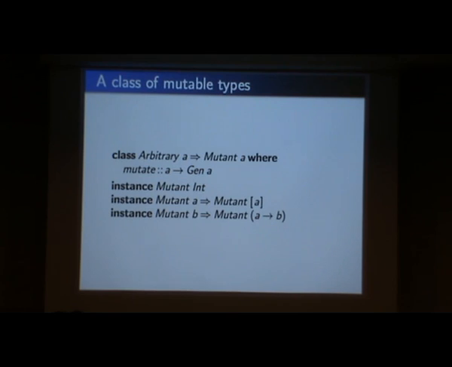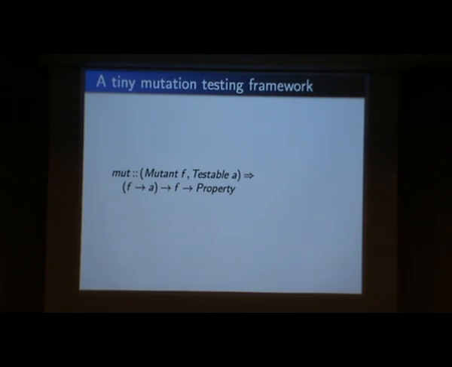We define a class of types that we can mutate. And for these algebraic types, it's pretty straightforward. We swap some constructor somewhere. And then we have an instance for functions, and I mutate functions by mutating the output. I don't have time to explain exactly how, but you can do it in slightly different ways, and you get slightly different results.